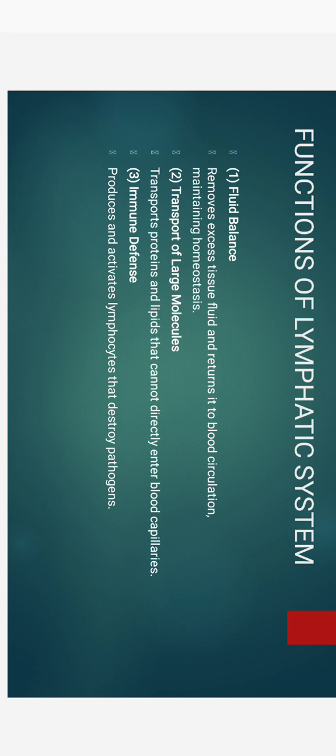Functions of the lymphatic system. The lymphatic system performs three major functions. First is fluid balance. It removes excess tissue fluid and returns it to the bloodstream. Second is transport of large molecules. It transports proteins and lipids which cannot directly enter blood capillaries. Third is immune defense. It produces and activates lymphocytes which help in destroying pathogens.